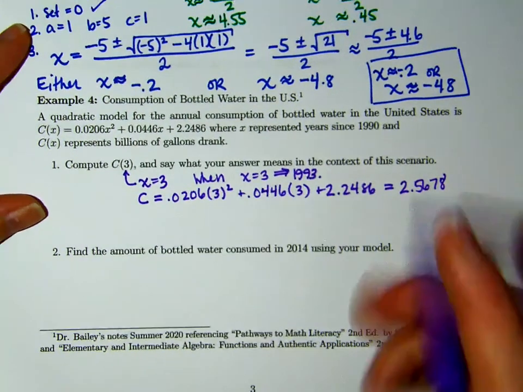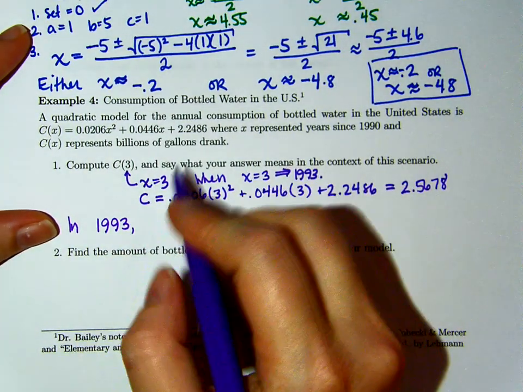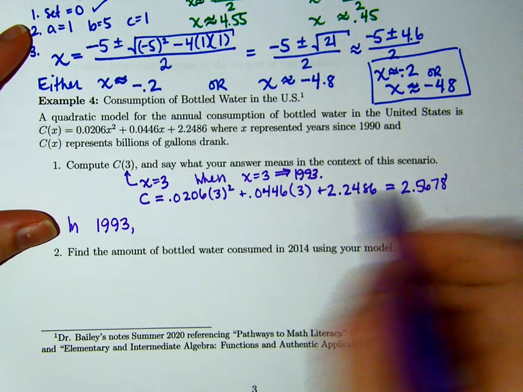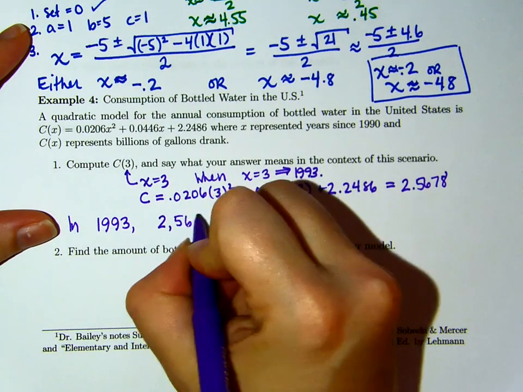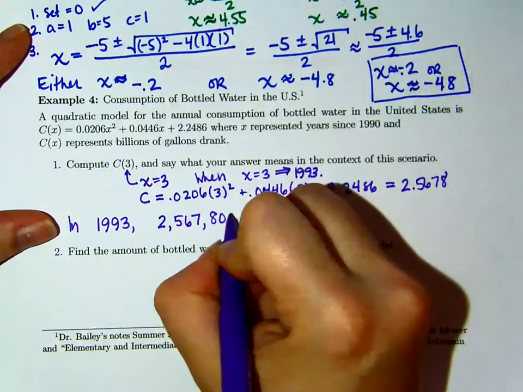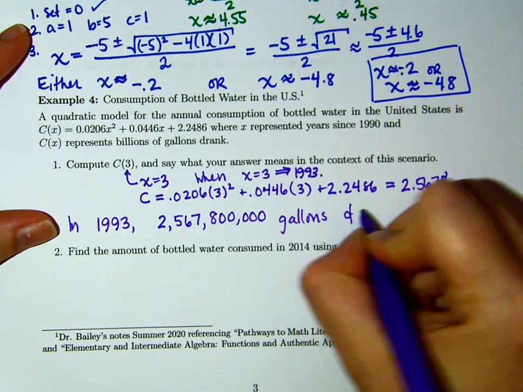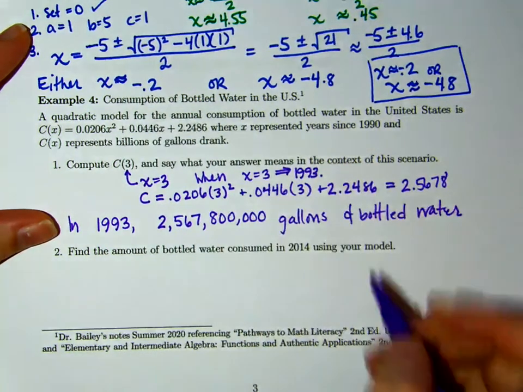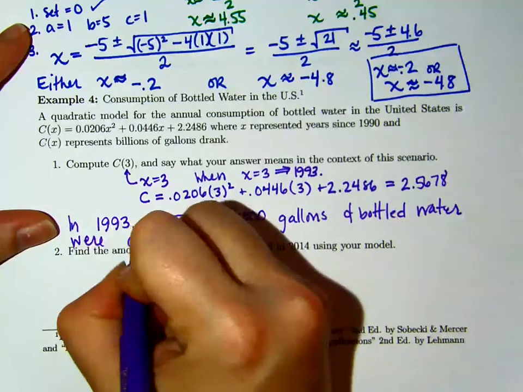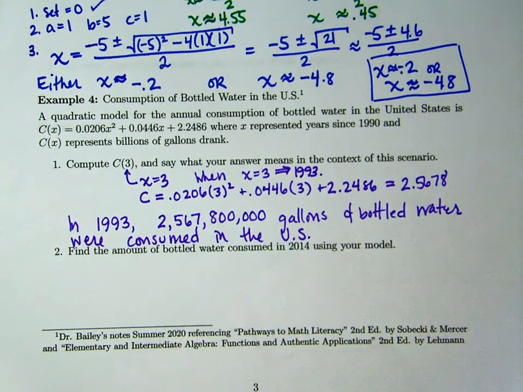Say what it means. In 1993, billions, let's turn this into billions. So, 2,567,800,000 gallons of bottled water were consumed in the United States. Got it. That's a lot of them.